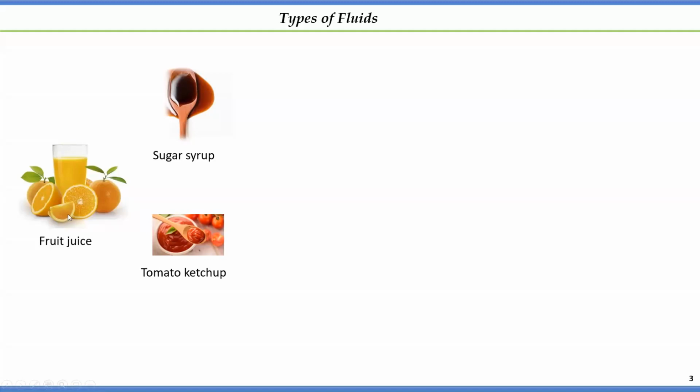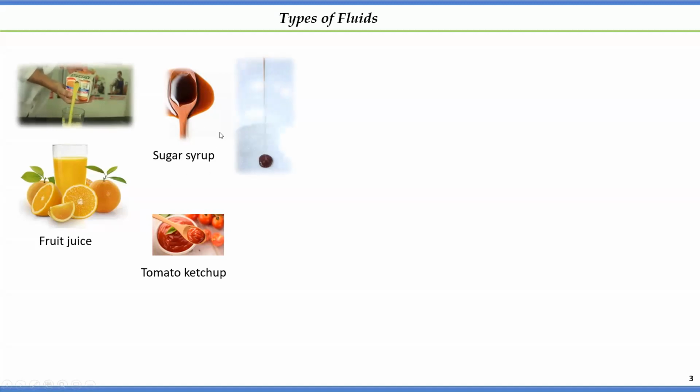When we are talking about fruit juice, what can we see? It immediately fills the glass, correct? When we are talking about sugar syrup, what can we see? Yes, it will pour from the spoon or some pouch and fall on the surface, but it will not fill the whole vessel, the whole bowl. And what about this third fluid, tomato ketchup? It will flow and fall on the surface, but it will form a little pile.